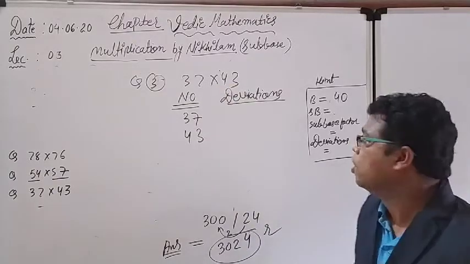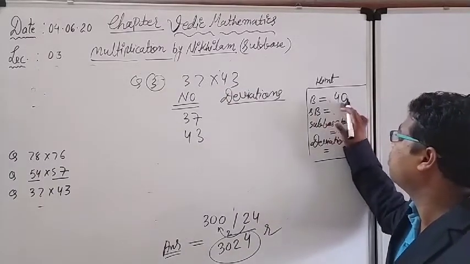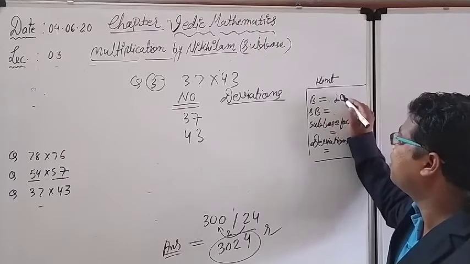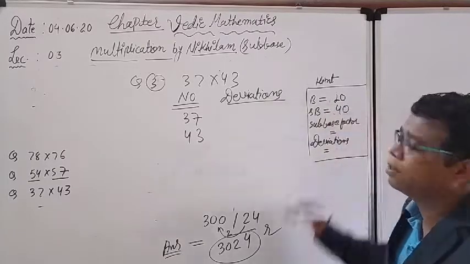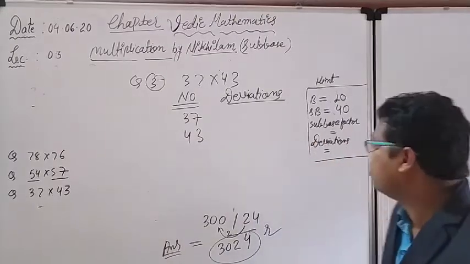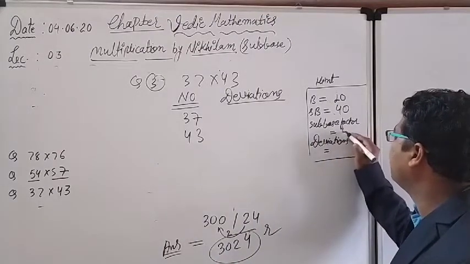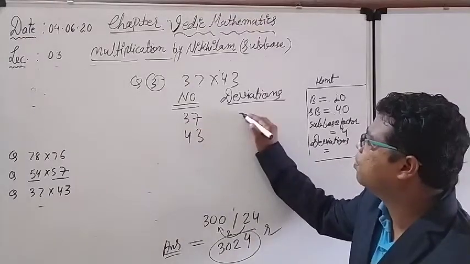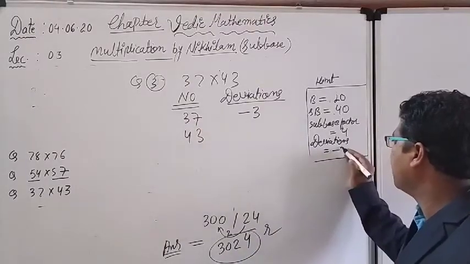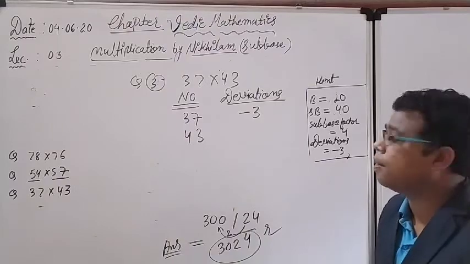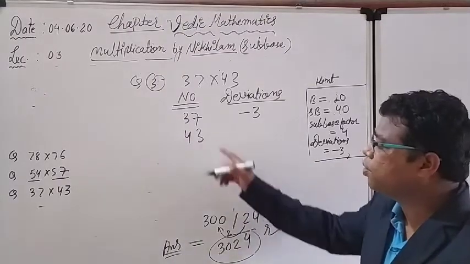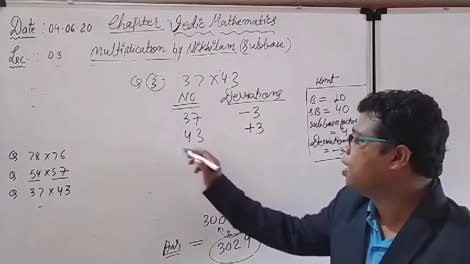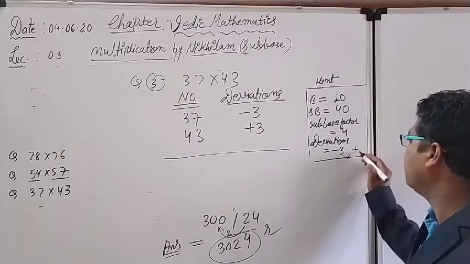So if I am selecting the base 40, the sub base will be 40, with base 10. According to 40, my sub base factor will be 4, and the deviation for 37 will be minus 3. So here I will write down minus 3, comma. Next, my deviation according to 43 will become plus 3. Very easy. And that plus 3 also I will write down here.